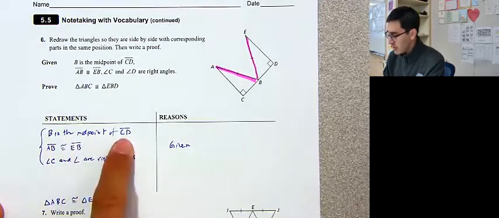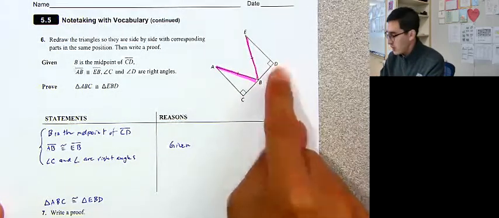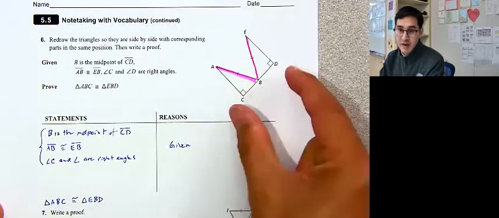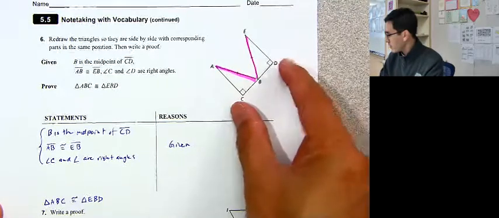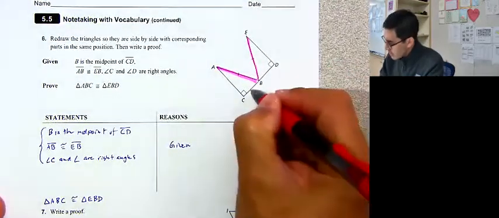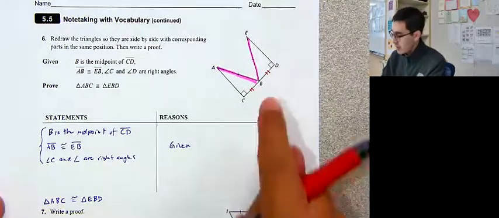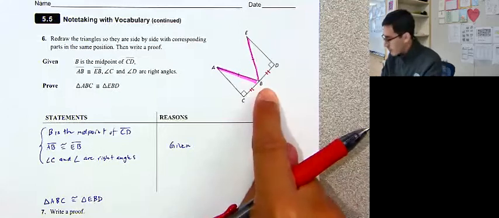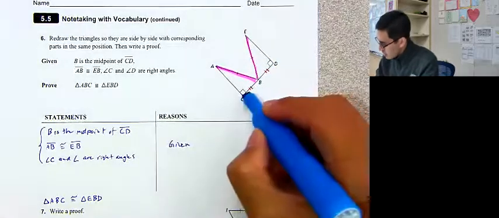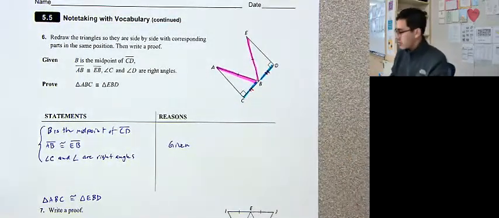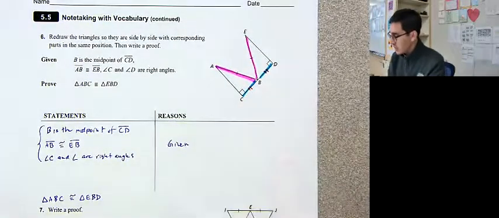So B is the midpoint of segment CD, right? So B is in the exact middle of CD. So if it's in the exact middle, then B must divide this segment into two equal pieces. In other words, what I'm trying to say is that CB and BD are the same length. They're congruent, because B is in the middle, it's the midpoint. So this is going to be our pair of congruent legs. The pink sides are the hypotenuses, which are congruent, and the blue sides are a leg.